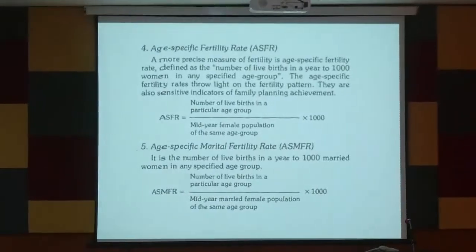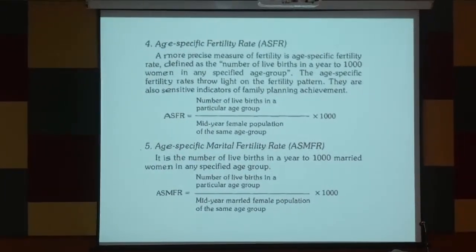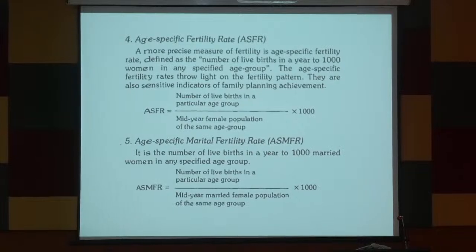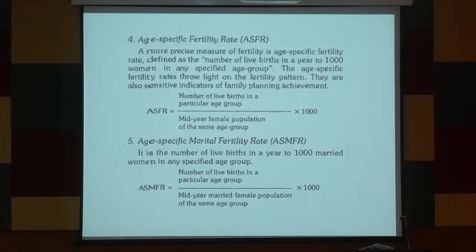So next, what is there? Age specific fertility rates. Age specific fertility rates means now I am dividing the whole age interval, the whole reproductive age group, into 5-year intervals. 15 to 20, 21 to 25, dividing like this, or 15 to 19, 20 to 24, then 25 to 29, dividing like this. Why?